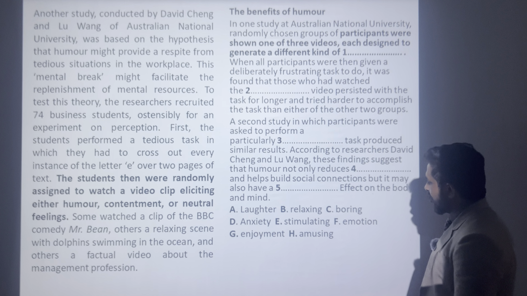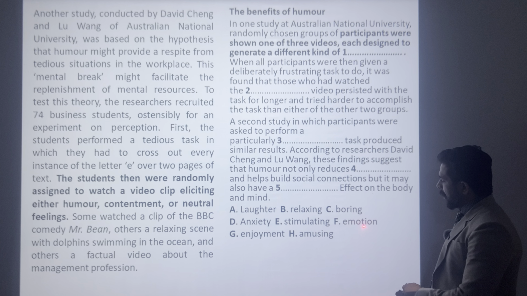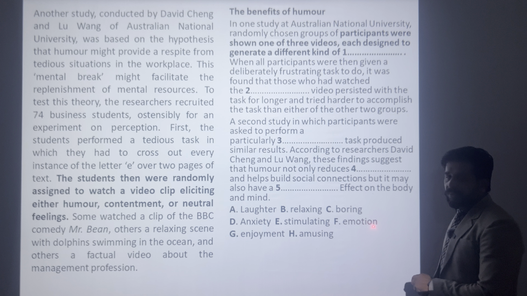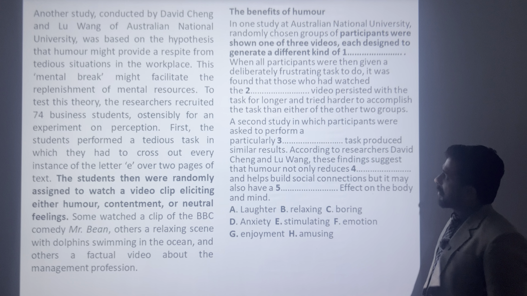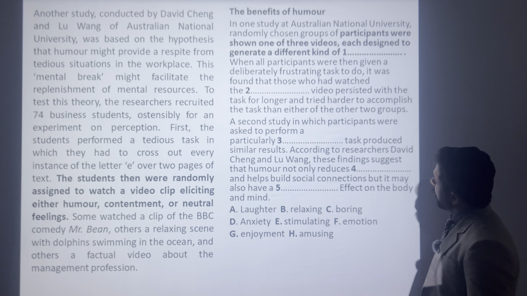So eventually, if we have to pick one word for all those things that are supposed to be generated out of them, from these options it will be emotion, because humor is an emotion, contentment is an emotion, and obviously neutral feelings are also an emotion. So eventually, they were supposed to elicit or generate a particular emotion out of those participants. So here you will find that connection between that blank and the entire description of the things, and then you have to find the right synonym from the given options, that is emotion. Okay, this is how we find our question number 1.